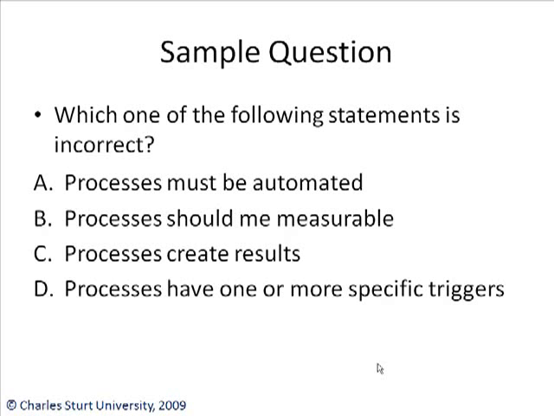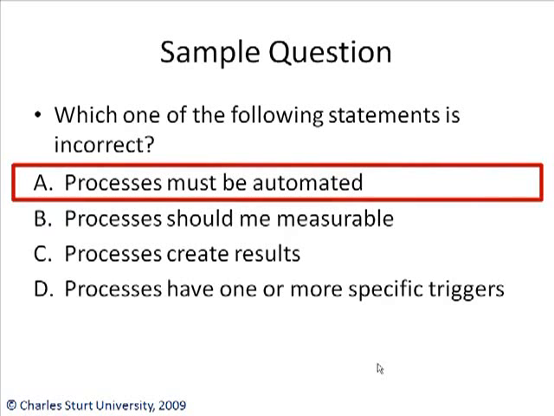Okay, hopefully you've picked one. The right answer is of course answer A. Processes must be automated. No, not necessarily. A lot of processes will be manual and some processes will be partly manual and partly automated. So answer A is actually the incorrect answer.